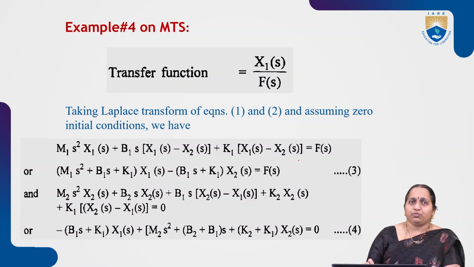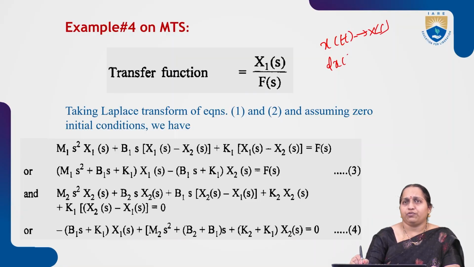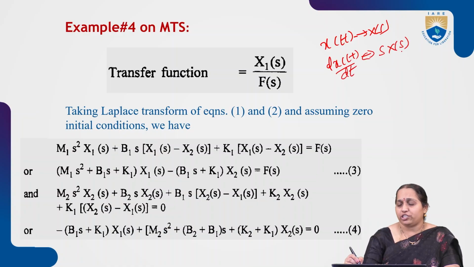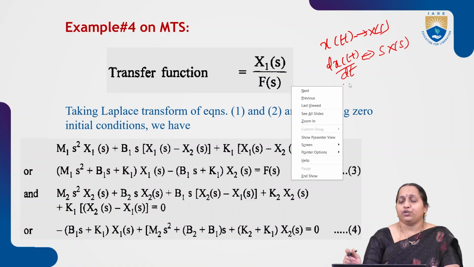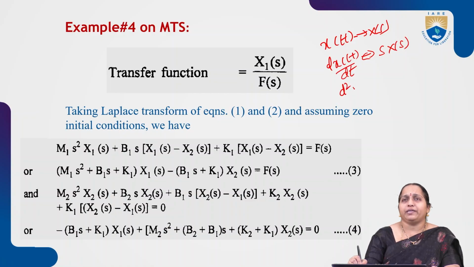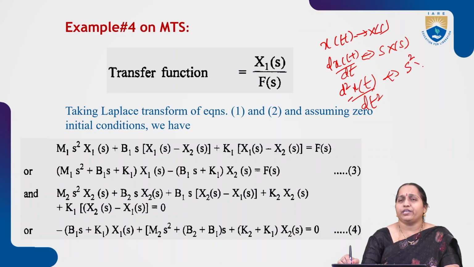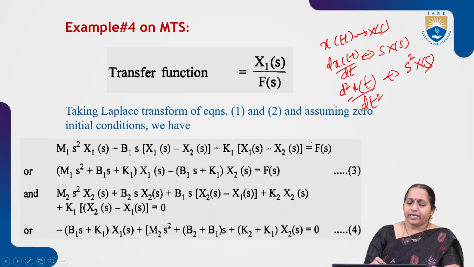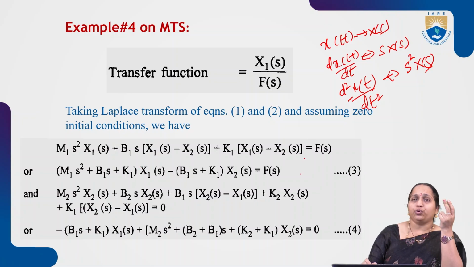Once you apply Laplace transform to those two equations, we get m1 d square x1 by dt square, because if Laplace transform of x of t is x of s, then Laplace transform of dx of t by dt is given by s into x of s with initial conditions 0. Similarly, integral x of t will be 1 by s into x of s. Then how about d square x by dt square? d square x of t by dt square, Laplace transform is given by s square into x of s. So taking these three, if you apply Laplace transforms to equations 1 and 2, you get these two.